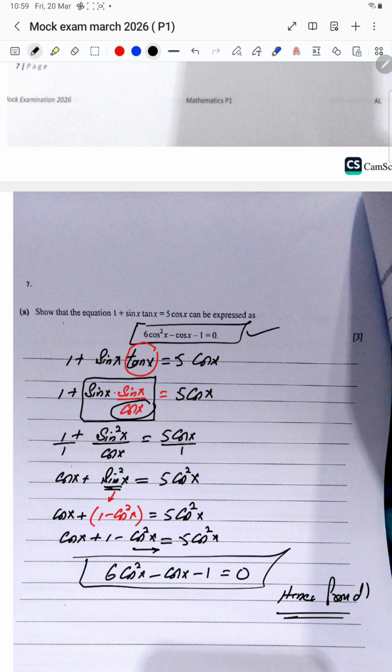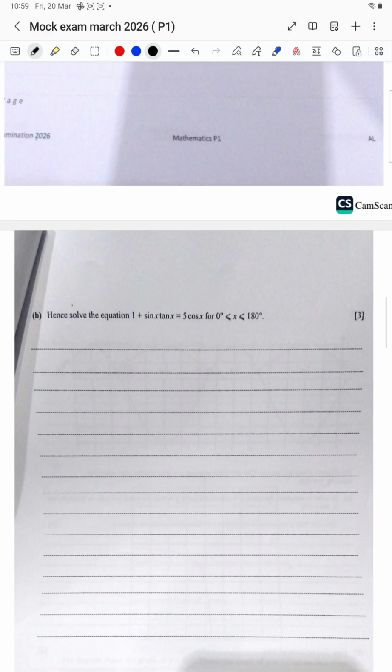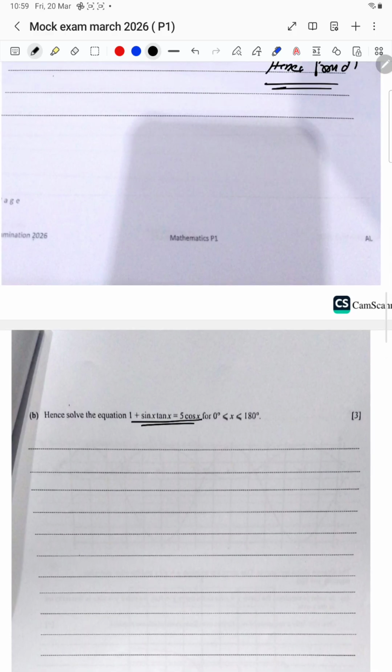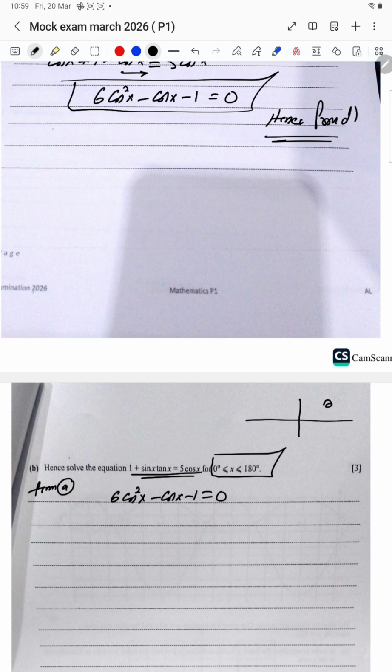Simple question, only you need to be vigilant while taking LCM or multiplying trigonometric functions. Now here, hence solve the equation. This is the same equation, we need to solve it. We have proved this whole expression as 6 cos square of x minus cos of x minus 1 equal to 0. And we need to find our answer in the first and second quadrant, because theta will be here, or the angle will be 180 minus theta in the second quadrant.